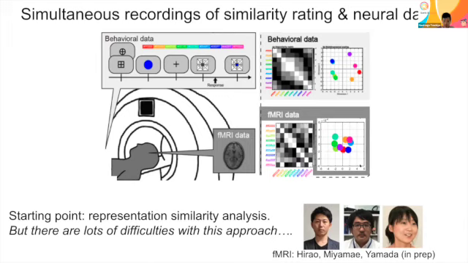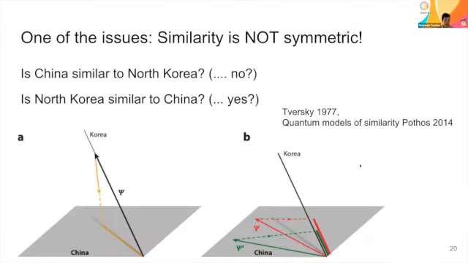And while we are doing this type of experiment, we also noticed some difficulty in this representational similarity analysis. One difficulty is that the similarity is not really symmetric, which was quite surprising to me when I noticed it, but it has actually been noted in the literature. If I ask you, is China similar to North Korea? Then probably many people say, no, it's not similar. However, the same person, if asked, is North Korea similar to China? Maybe they say yes. This is the conceptual asymmetry of similarity, and some quantum models of similarity have been proposed before.